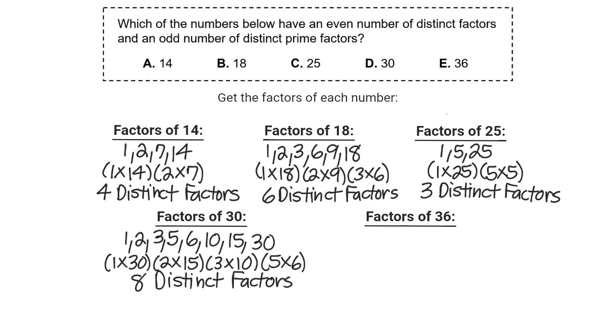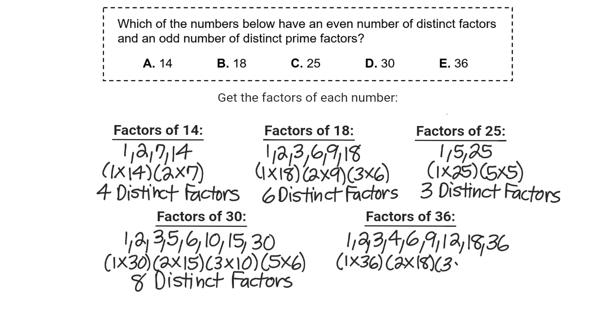And for 36, this one's got a lot of factors as well. Let's see, 1, 2, 3, 4, 6, 9, 12, 18, and 36. Like I said, you don't have to show these times tables, but I'm showing you where they all came from. Plus, I like using this pencil. So 4 times 9 and 6 times 6. Overall, it has 9 distinct factors.